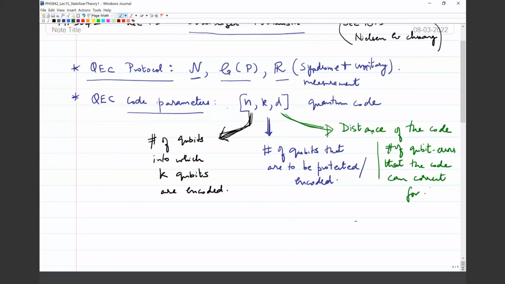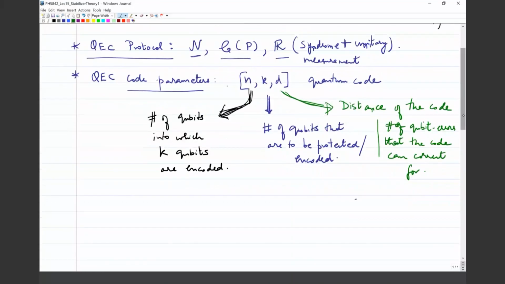Okay, I'll explain this a little bit. First of all, note that all of this is being said with reference to qubits, right? So these three parameters are being described with reference to qubit systems only, right? So these are all code parameters for qubit systems.